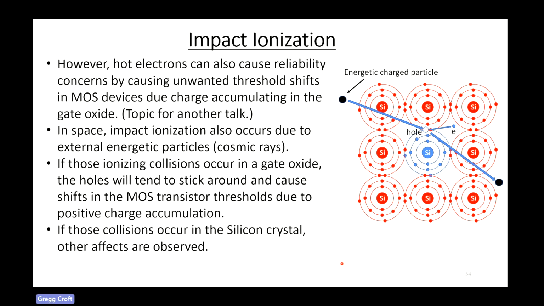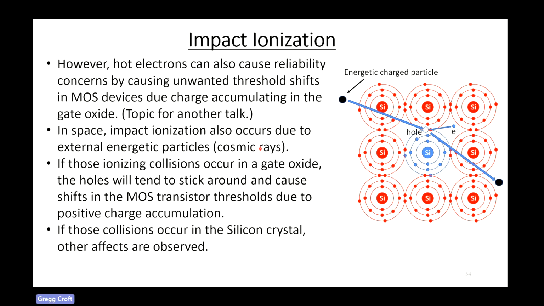However, hot electrons can also cause reliability concerns by causing unwanted threshold shifts in MOS devices due to charge accumulating in the gate oxide. This is a topic for another talk, but all these free electrons that are bumped around, if they get bumped up and they stop in the gate oxide and deposit a charge there, you can slowly shift the threshold voltage of your MOS device as you accumulate more charge in that gate oxide.